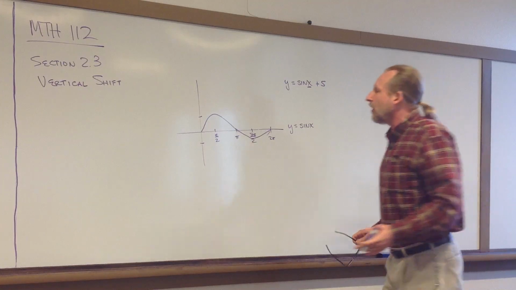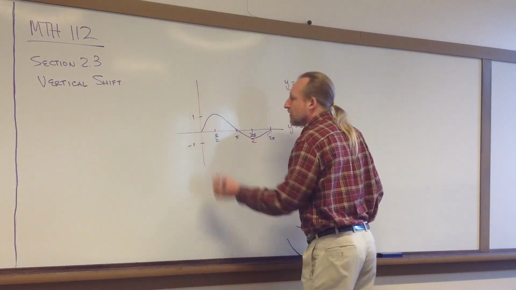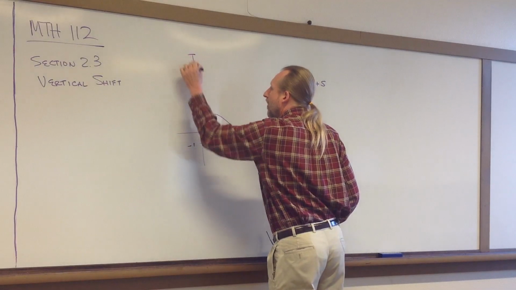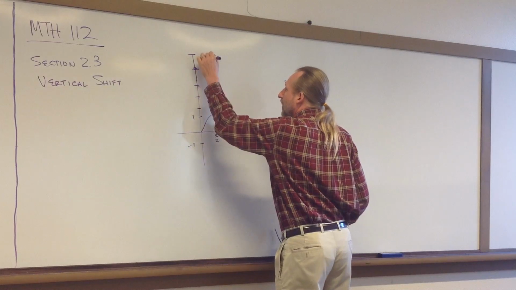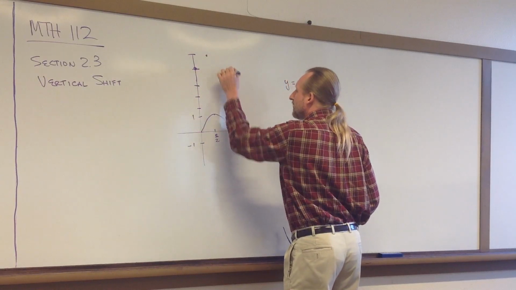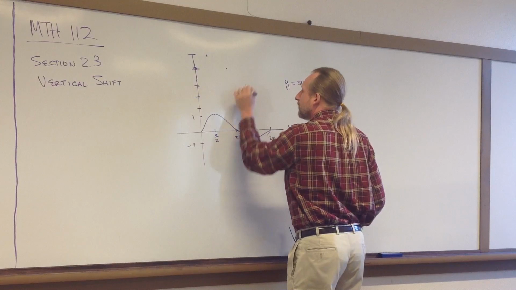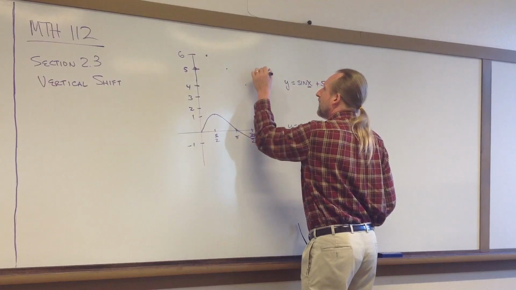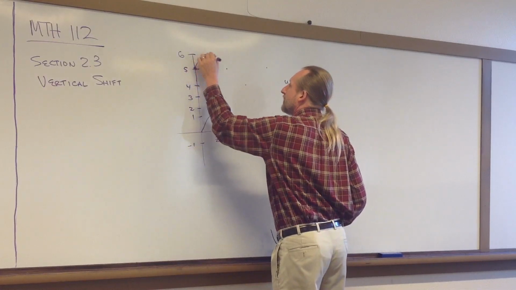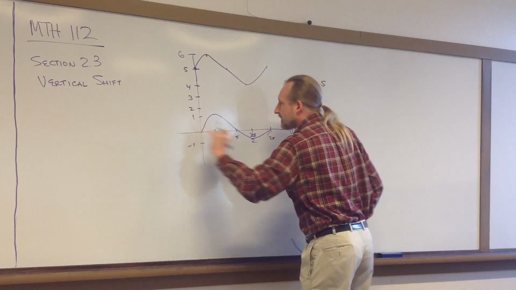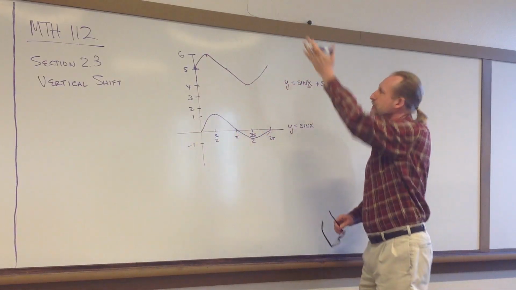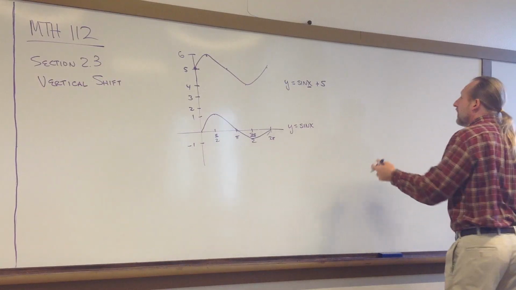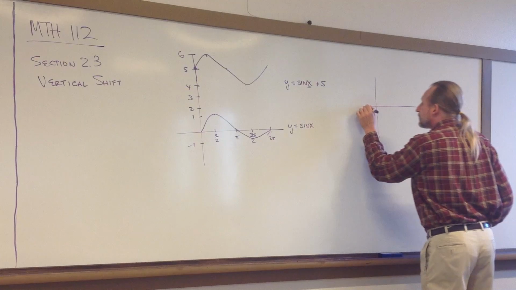All right, so what does that do? It adds 5 to all of the y values. So instead of this being 0, now it's 5. Instead of this being 1, now it's 6. And then 5, and then instead of -1, we'll have 4. And then back up to 5. And so it'll have the same shape, it'll have the same x values along here, but everything gets pushed up by 5 places.